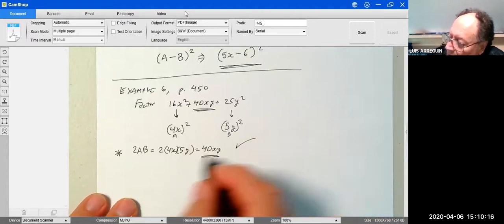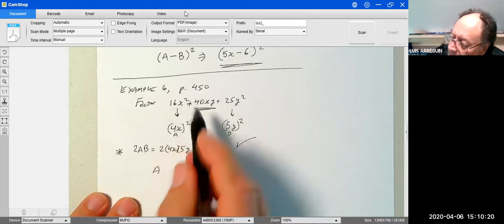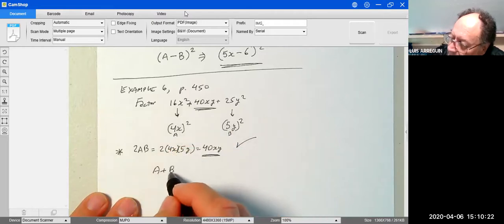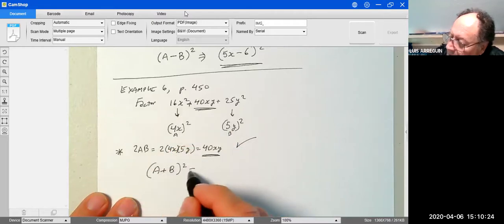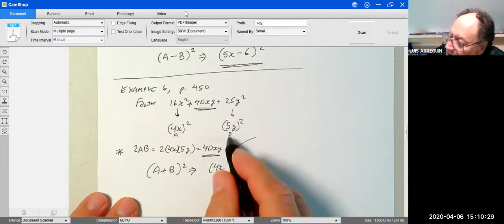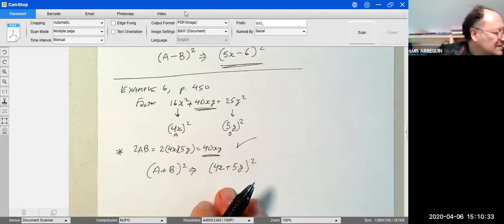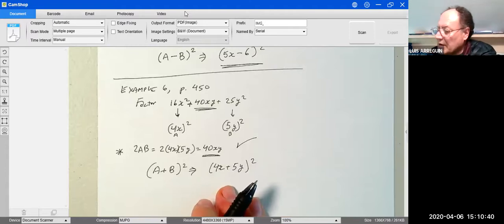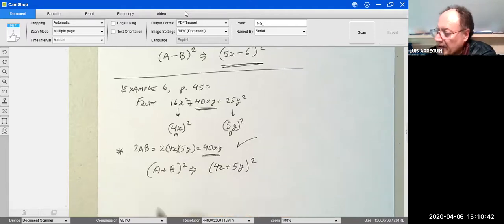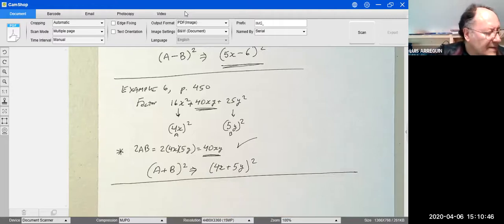So now we're going to write A plus B, because the middle term is positive, so plus B squared. So this is 4x plus 5y squared. So that's example 6.